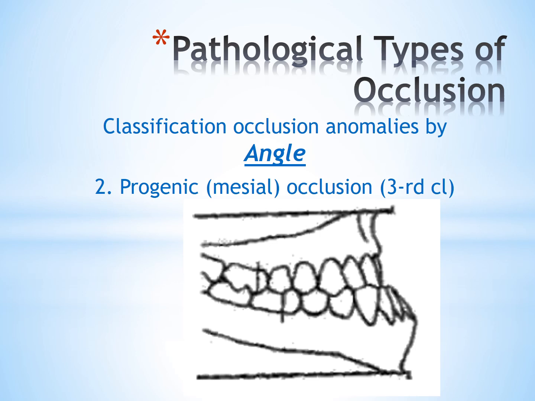And the opposite situation by Angle, progenic or mesial occlusion, or the third class of pathological occlusion by Angle. It is the opposite situation, when the mesiobuccal cusp of the upper first molar is located behind the transverse groove of the lower first molar.